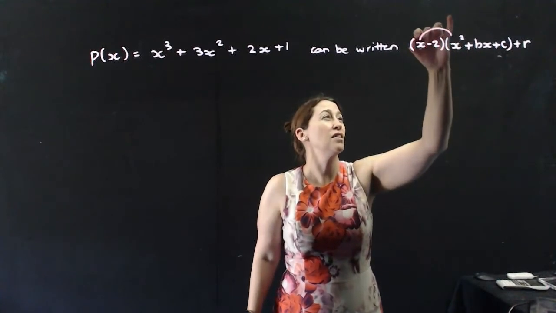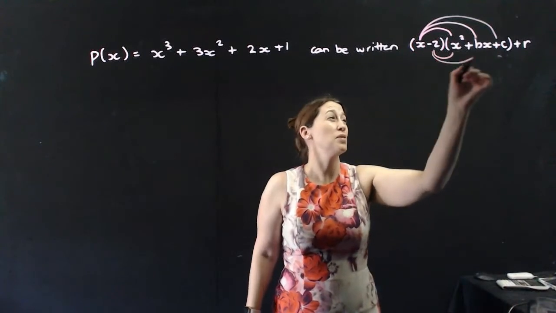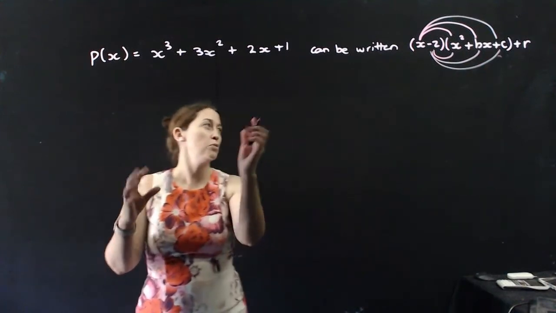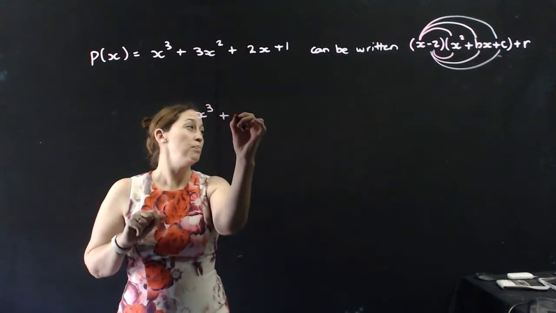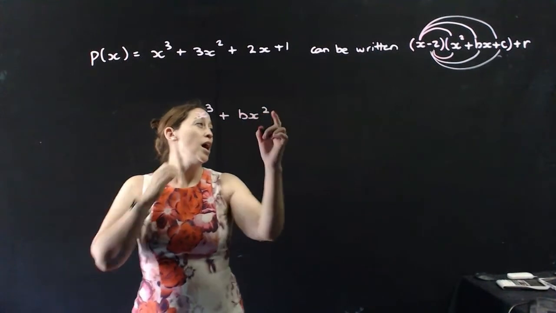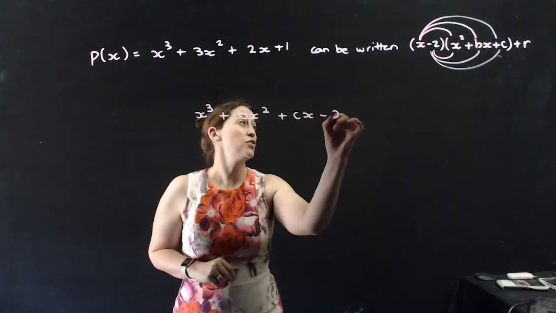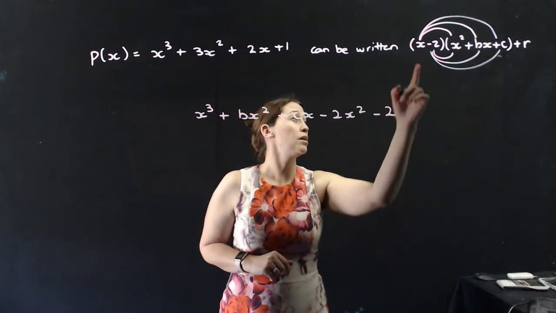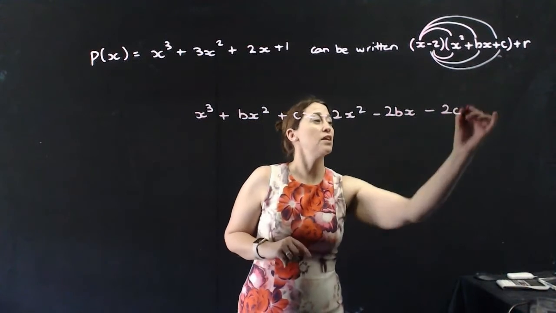Each term inside this bracket needs to be multiplied by each term inside that bracket. So this one needs to be multiplied by that, and that. I'm going to do that as an expansion just underneath here. Actually might need some more room. So I get x times x squared is x cubed, plus b times x times x is bx squared, plus cx. Now moving on to this term, so I get negative 2x squared. Negative 2 times bx is negative 2bx, and then negative 2c. And then don't forget I've got to write the plus r.